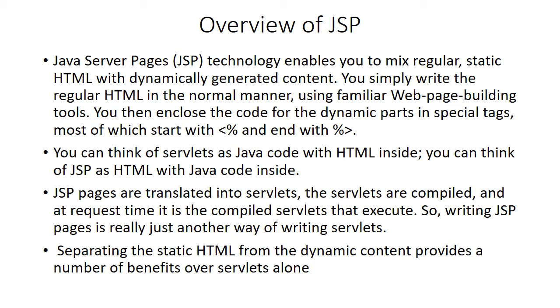The JSP tags start with an angle bracket and percent sign, and they end with a percent sign and angle bracket. Whereas our HTML tags have only an angle bracket and then the closing angle bracket. So your JSP page consists of a mix of HTML tags and JSP tags. Your HTML tags are with angle brackets, whereas your JSP tags are with angle bracket and percent.